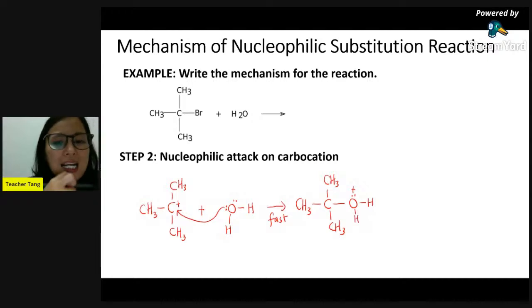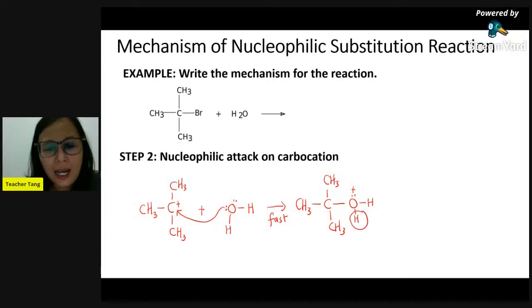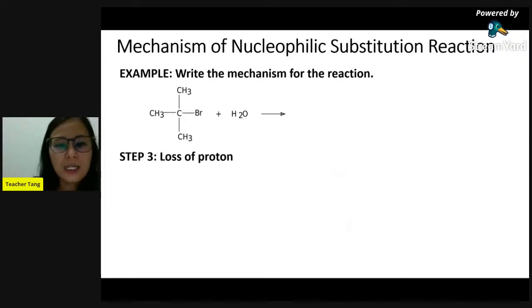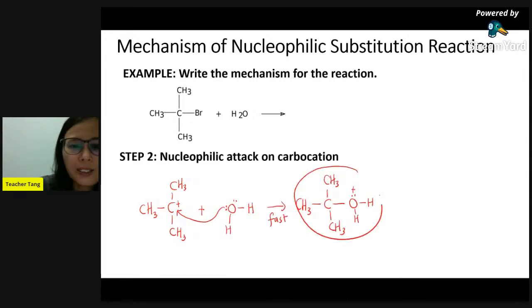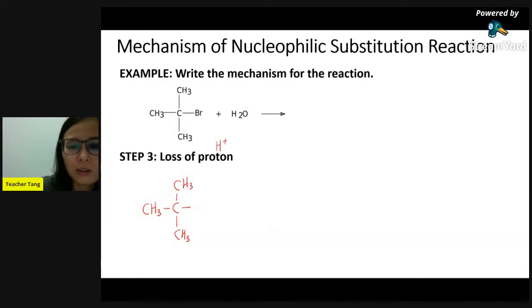Our product is just OH, the alcohol. So that means another hydrogen needs to come out. In step number 3, basically it involves loss of a proton, which means that you want to remove the hydrogen ion. Okay, so how? After step number 2, you get this. So in step number 3, you bawa ni turun je. You bring it down.